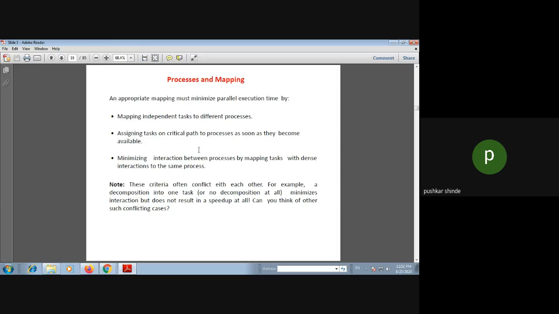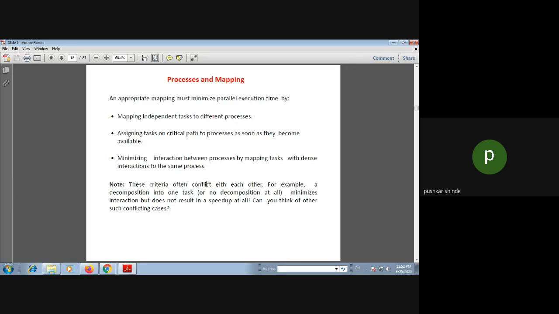Minimizing interaction between processes by mapping tasks with dense interactions to the same process. As I told you, those tasks which have a lot of interaction between them should be given to the same process so the communication overhead is less. So that is also another important thing, that communication overhead should reduce, as we know from the task interaction graph.